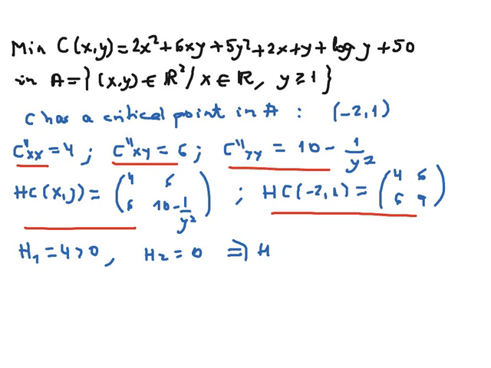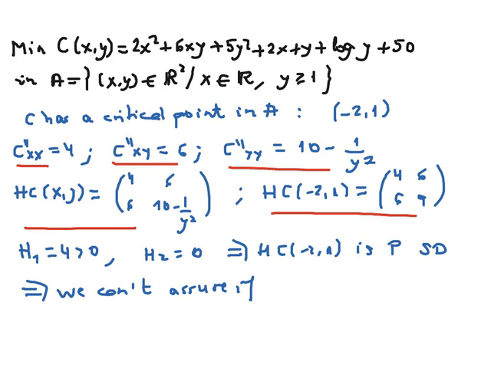So the Hessian matrix evaluated at the critical point is positive semi-definite, so we can't assure if this point is a local optimum or not by the moment.